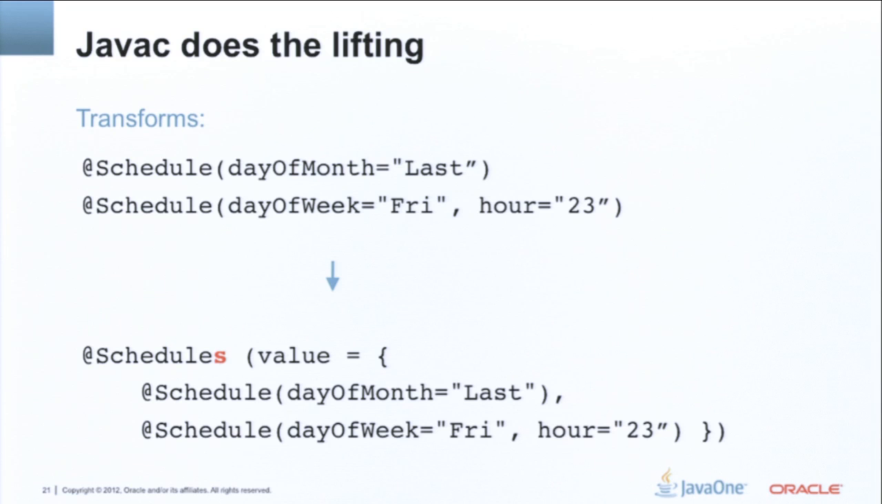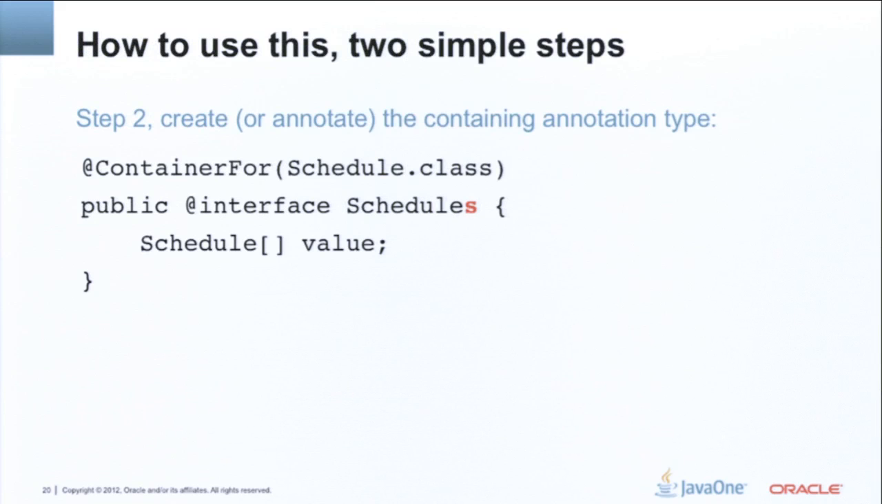Yep. Is contained by repeatable? No, contained by is not repeatable, and neither is container for. And there's also the requirement of an exact type here. The array valued value element of schedules needs to point exactly to the type of schedule. So you can only be a container for one annotation.